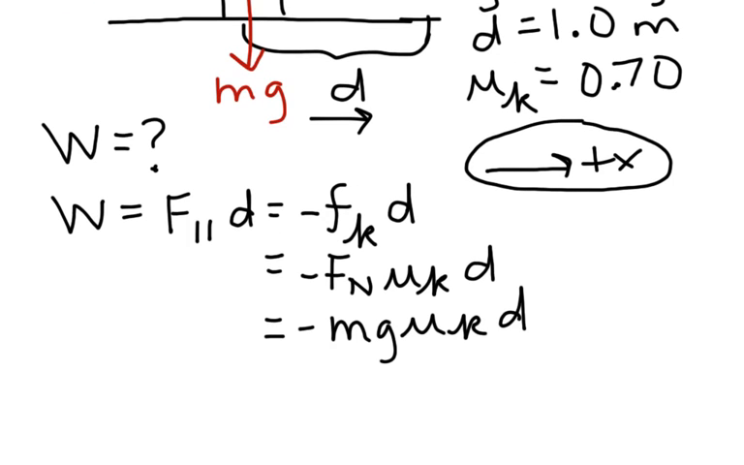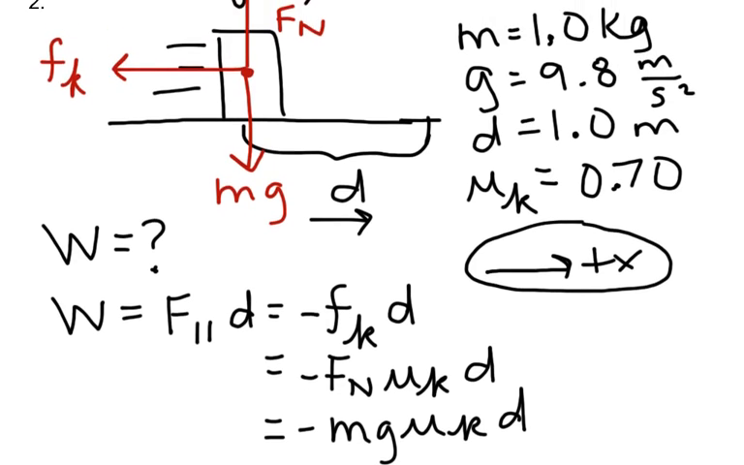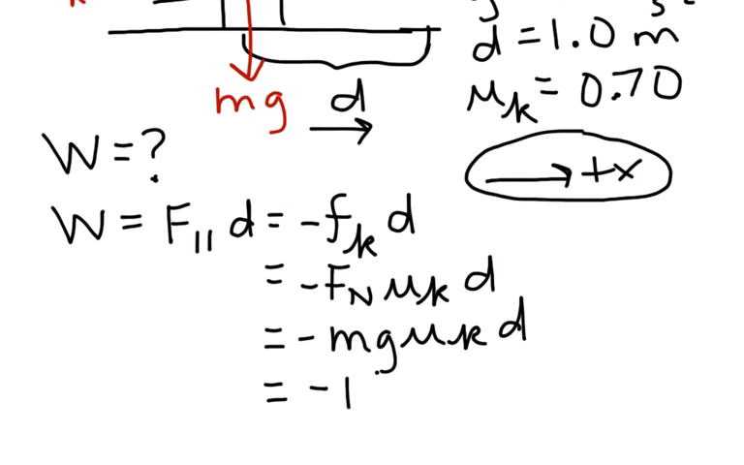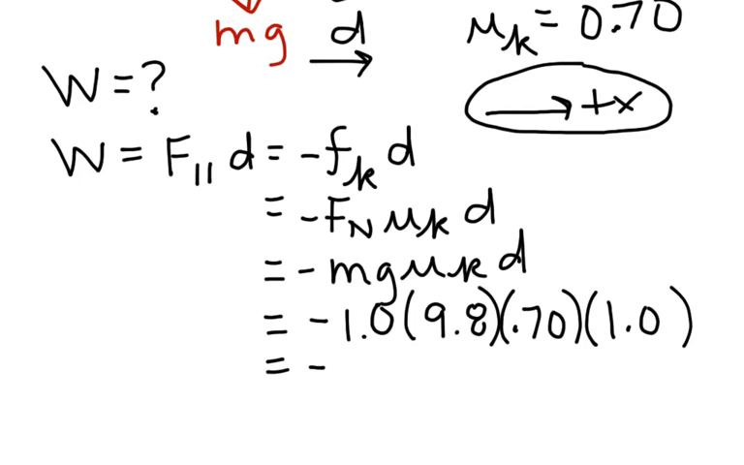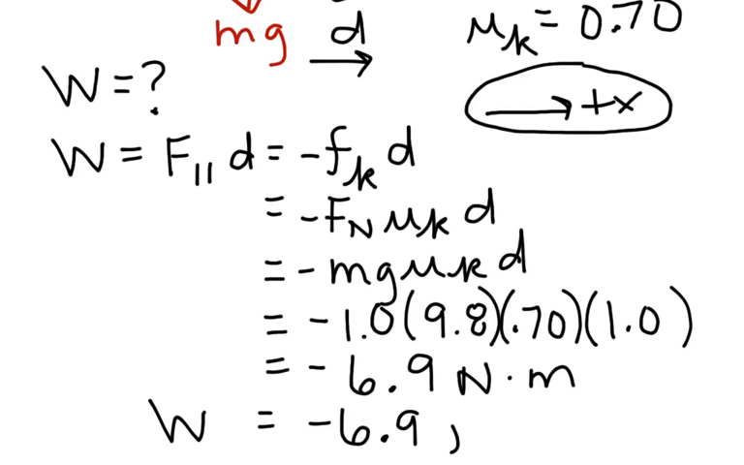Now we're ready to plug in numbers. This is everything we have. So the mass is 1 kilogram, G is 9.8, the coefficient of friction 0.70, and the displacement was 1.0 meter. So my answer is going to be negative 6.9 Newton meters, or my work is going to be a negative 6.9 joules. Notice I rounded my answer to two significant figures.